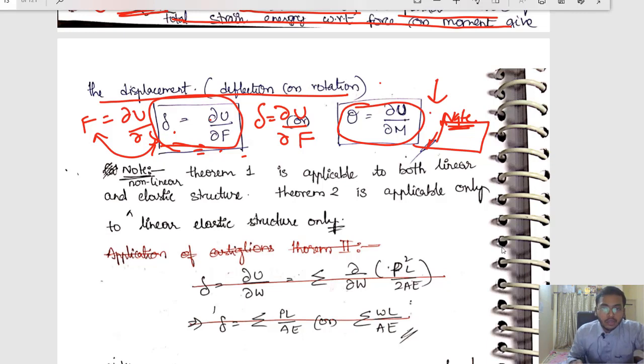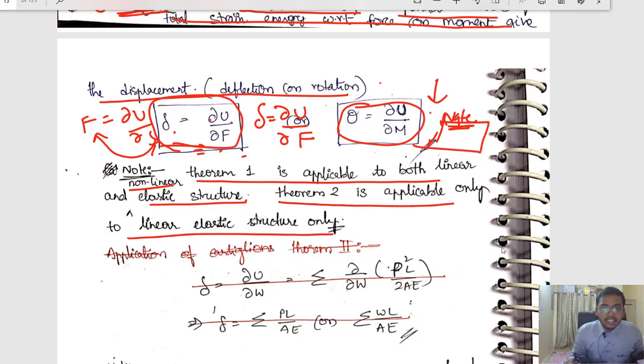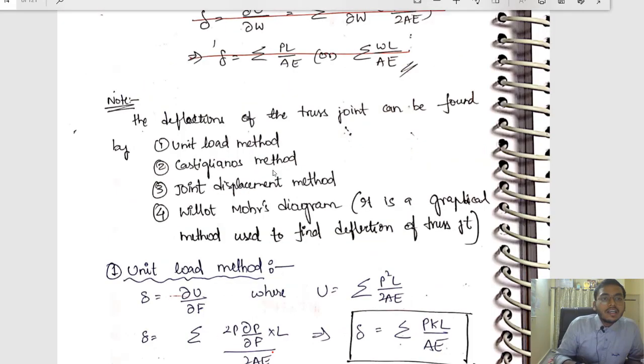That's it. Now coming to the note, theorem 1 is applicable to both linear and non-linear elastic structures. Even if the member is linear or non-linear, theorem 1 can be applied. There are no issues. But theorem 2 can be applied to linear elastic structures only. This is super important. Always remember, theorem 1 you can apply to any elastic member, whereas theorem 2 you can apply for only linear elastic members. You can't apply it to non-linear members. Fine. Done.